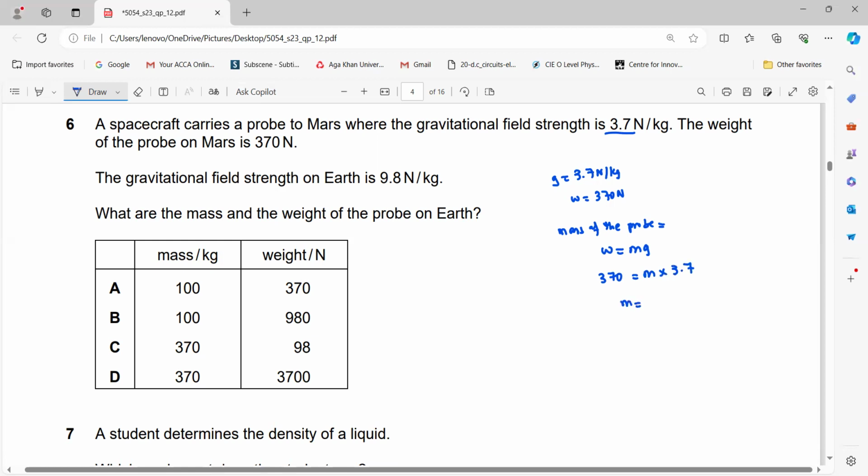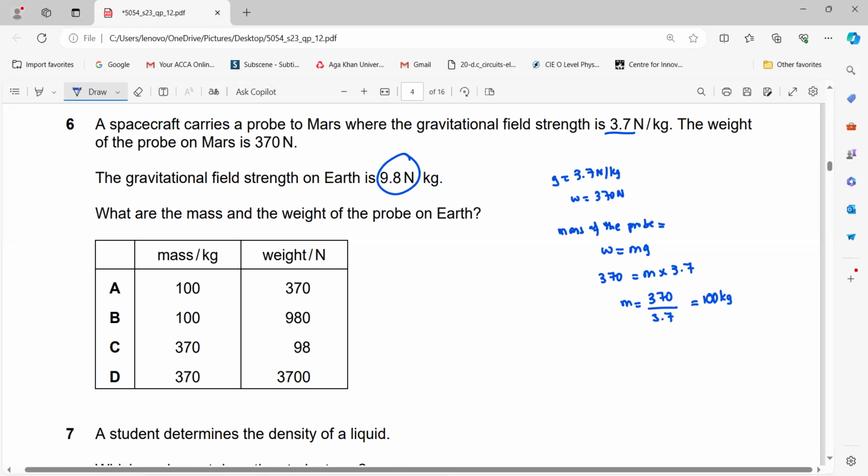Mass is 370 over 3.7. That's going to be 100 kilograms. It's going to be kilograms. 370 divided by 3.7 is 100 kilograms. The mass of the probe is 100 kilograms. The gravitational field on the Earth is 9.8 newtons per kilogram. What is the mass and weight of the probe on Earth?